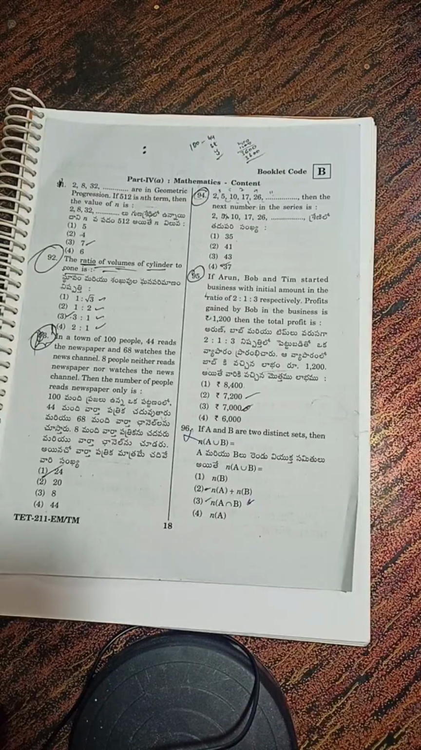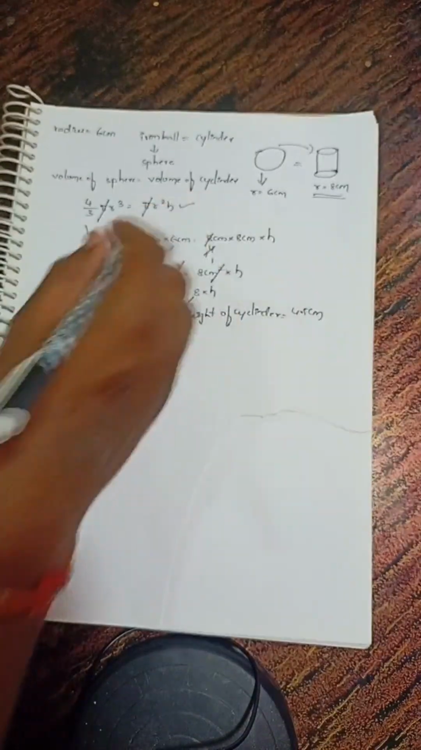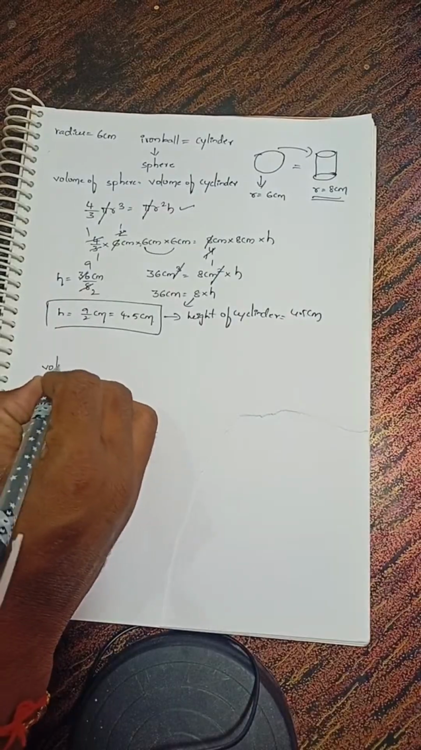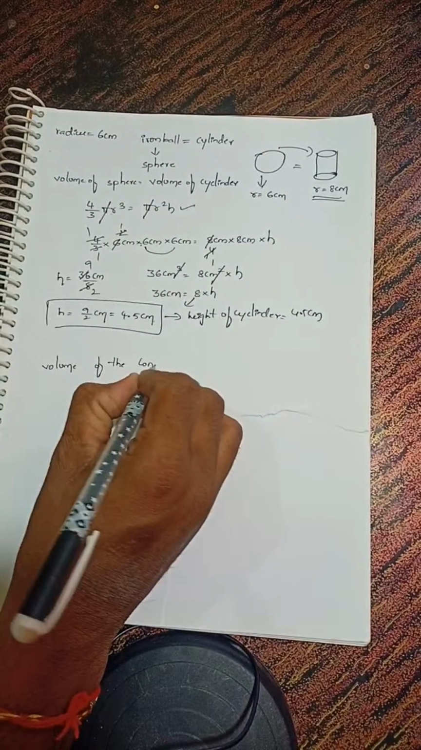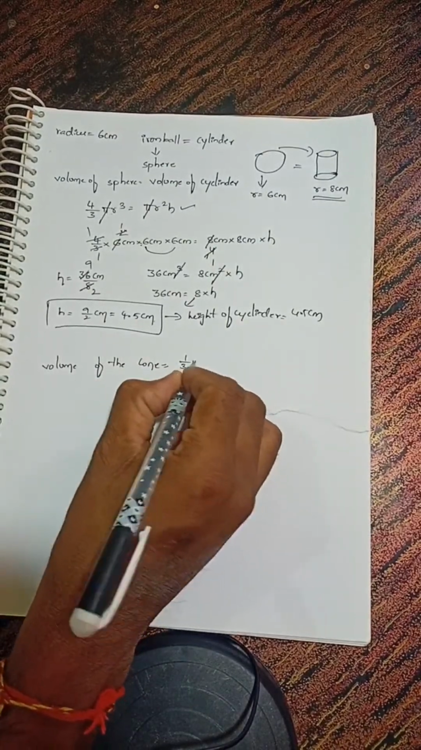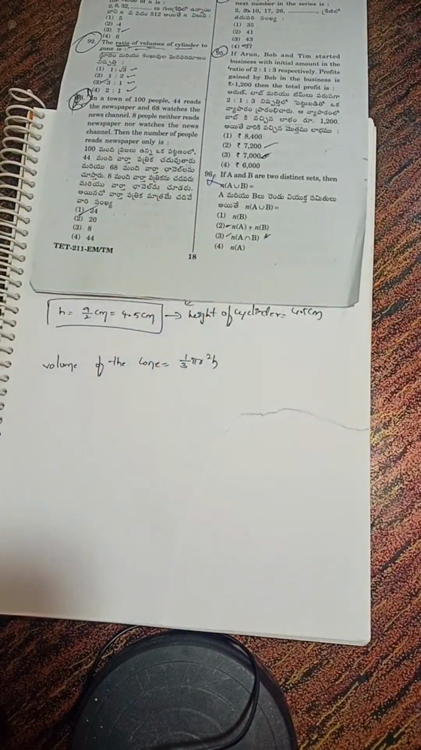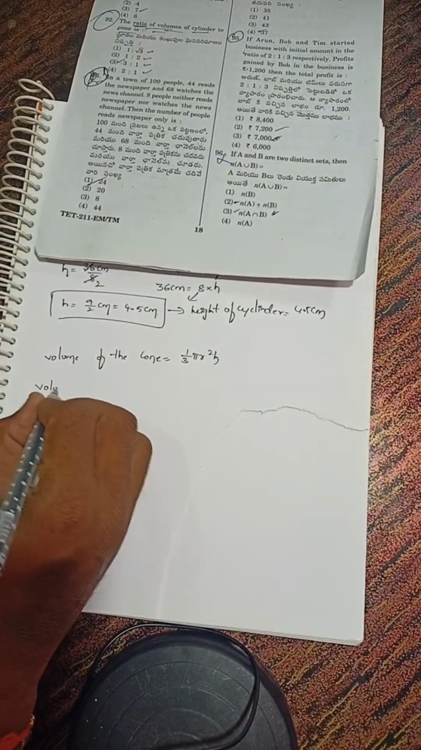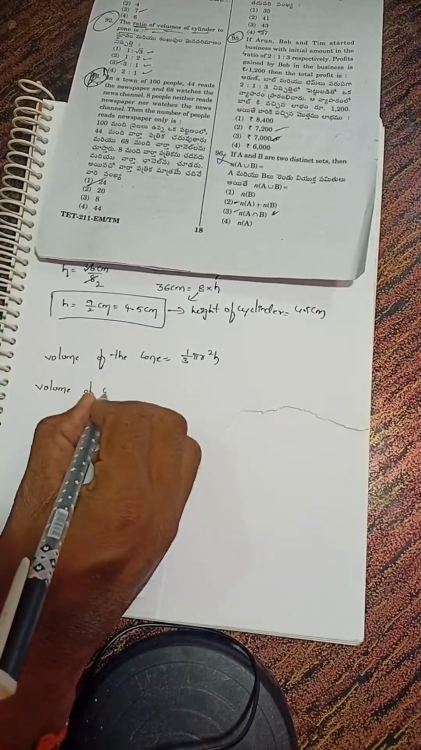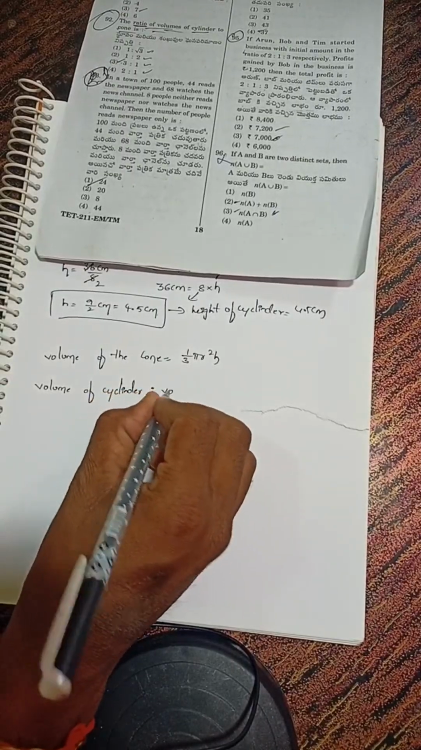Volume of the cylinder, we already wrote here. The volume of the cylinder formula is pi r square h. So the volume of the cone formula is 1/3 pi r square h. There is not much difference in both the formulas. So very simple. Ratio of the volume of the cylinder to the volume of the cone.